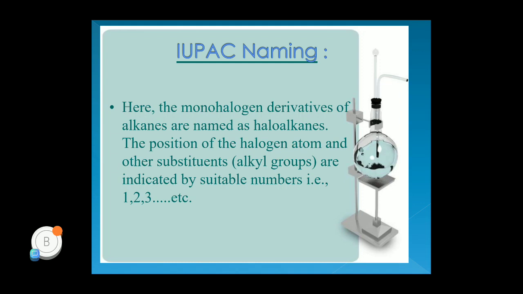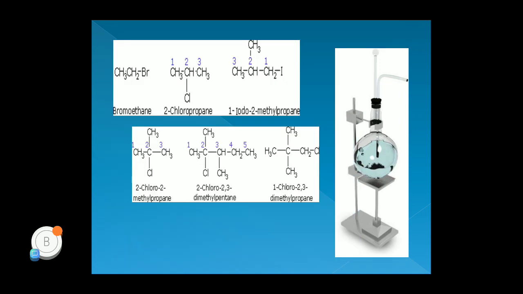Next, we are coming to the IUPAC. IUPAC is the International Union of Pure and Applied Chemistry. According to this, every chemical compound is given a specific and scientific name that comes under the IUPAC. IUPAC has its own rules and regulations, which you have studied in class 11th. Here the monohalogen derivatives of alkanes are named as haloalkanes. The position of the halogen atom and other substituents like alkyl groups are indicated by suitable numbers like 1, 2 and 3 etc. Here are a few examples.